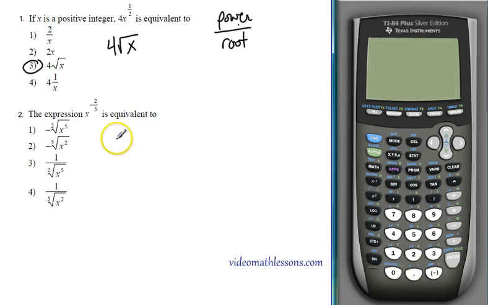Let's try it again. Number 2, x to the negative 2/5. All right, now it's related to the top, power over root, except it has this negative exponent. And we don't like negative exponents. So what we're going to do is we're going to fix the negative exponent. Now, how do we do that? Well, if you cross the line, you change the sign.